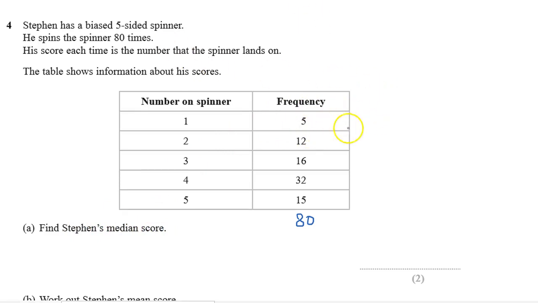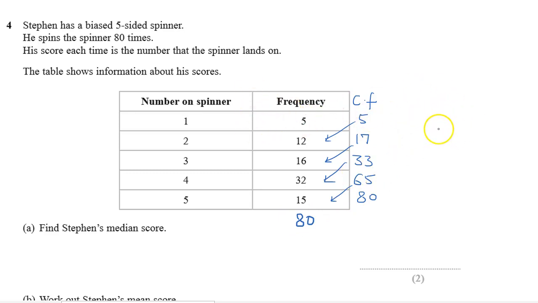So for the median score, we have to make a cumulative frequency. So that is 5. 5 plus 12 is 17. 17 plus 16 is 33. 33 plus 32 is 65. And 65 plus 15 is 80. These are same, so our sum is correct.